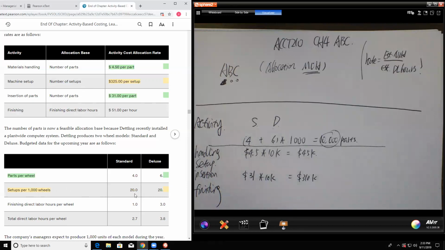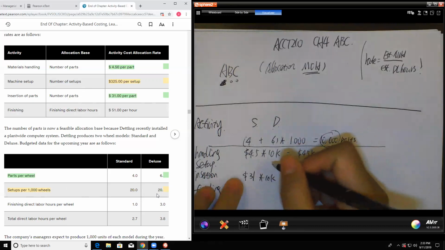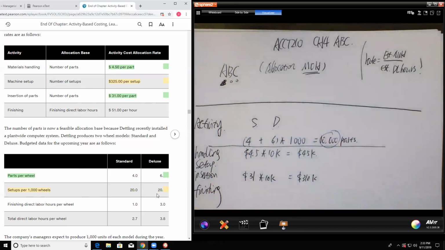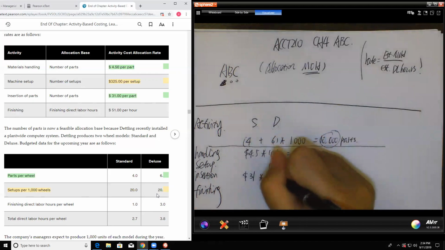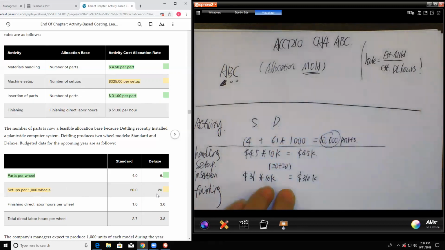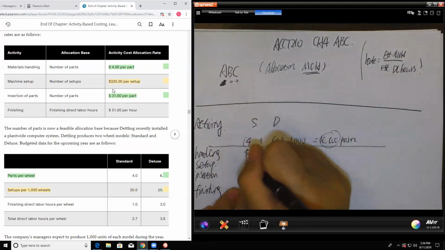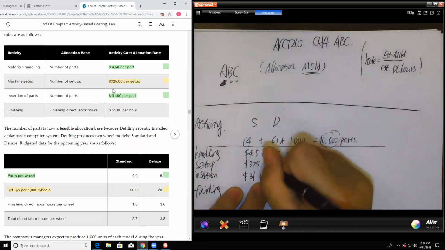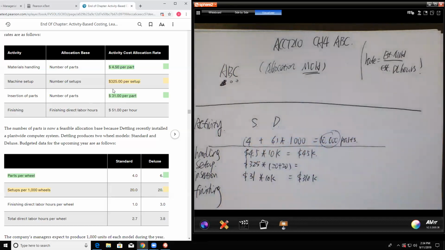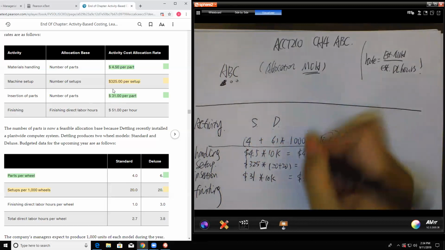For 1,000 standard wheels, you need to set up 20 times. For deluxes, you also need to set up 20 times. So in total, you have to set up 20 plus 20, that is 40 times. And each time is $325. So that gives you the total setup allocated manufacturing overhead, which has to be 13,000.